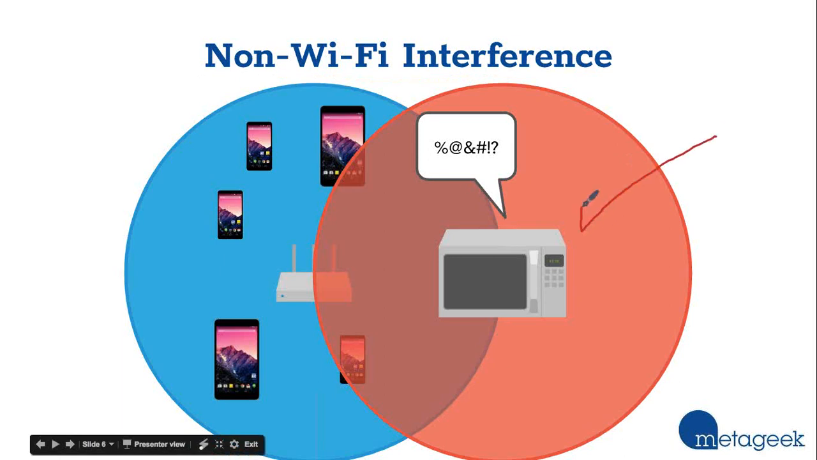Now, in this example, I'm going to use the classic example. This is a microwave oven, and these are just the classic interferer with Wi-Fi because microwave ovens cook food by bombarding it with 2.4 gigahertz. That's how they cook food.